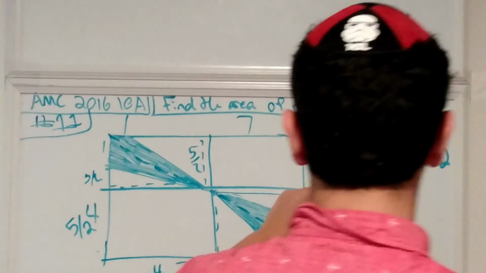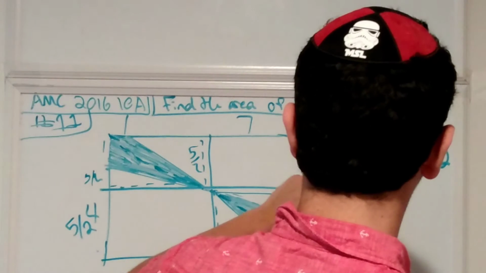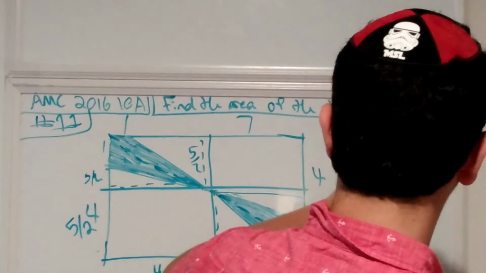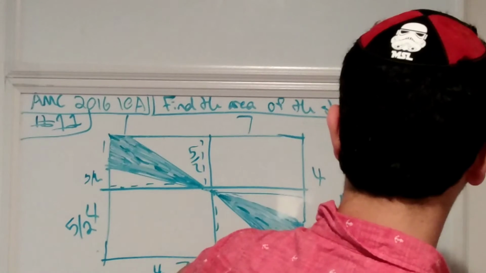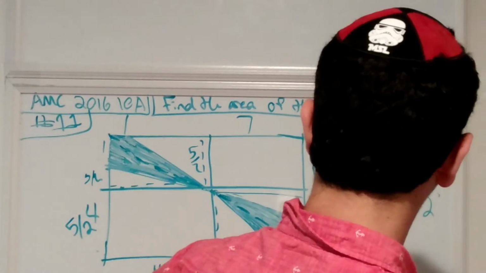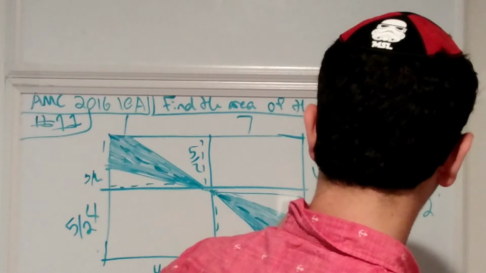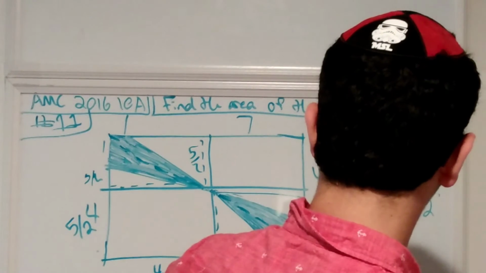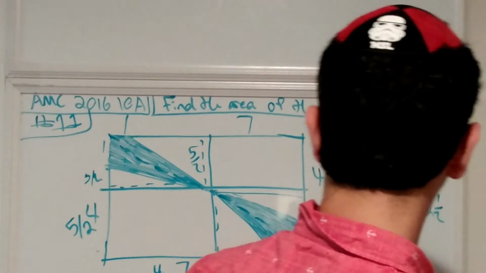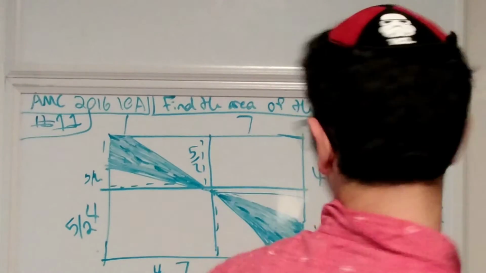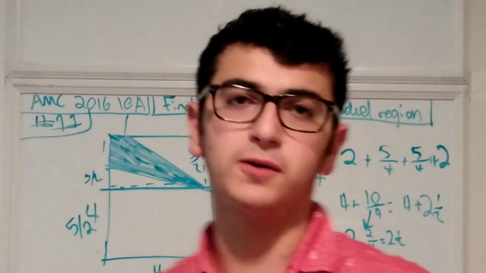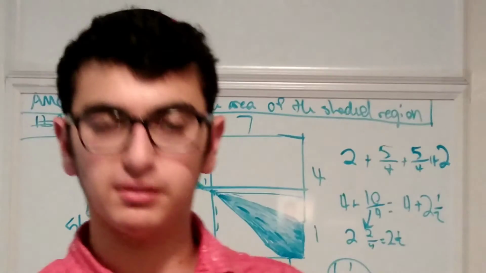Okay, so now we add these up. We have 4 plus 10 over 4. That is 4 plus 2, and this is equal to 2, and then we have a remaining 2 over 4 left, so it's equal to 2.5. So the answer would be 6.5. And that is correct. Okay, so I just messed up a little bit with my math.